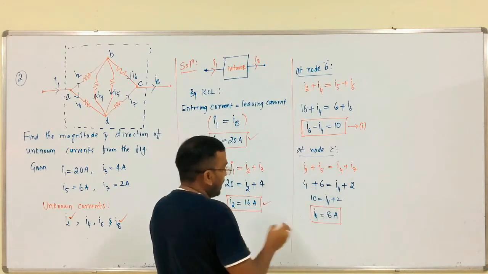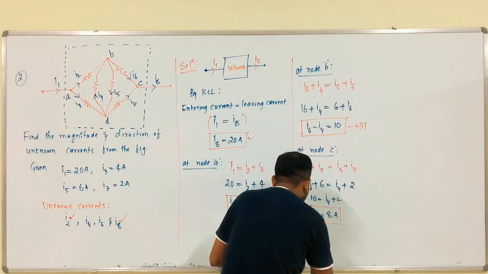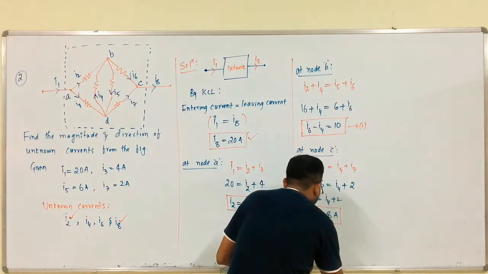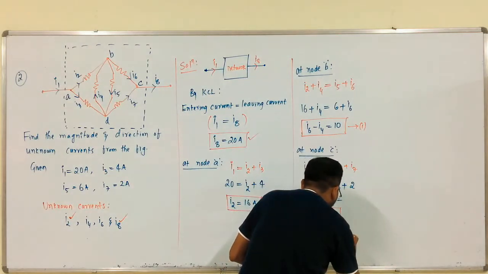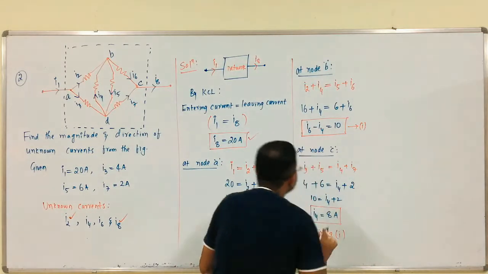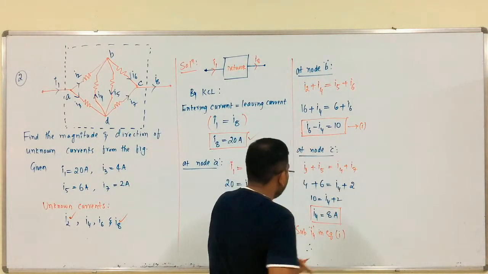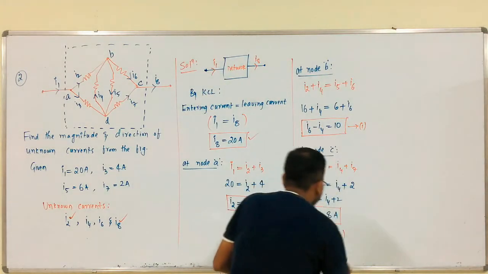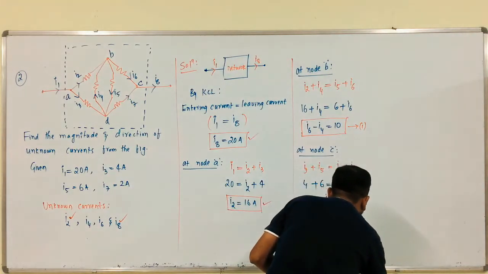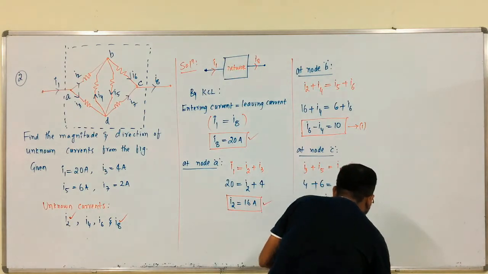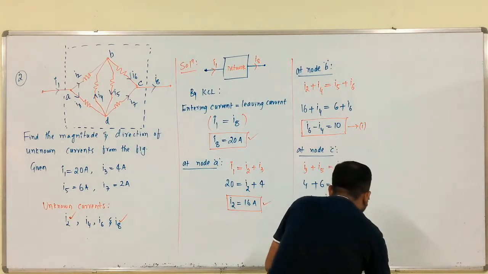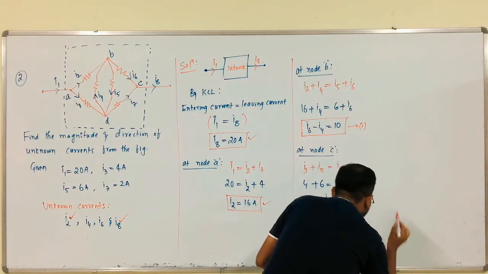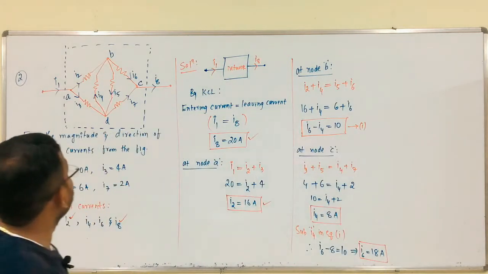So, I4 is equal to 8 amps. Substitute I4 in equation 1. Therefore, I6 minus I4 equals 10. Therefore, I6 minus 8 is equal to 10. Therefore, I6 is equal to 18 amps.